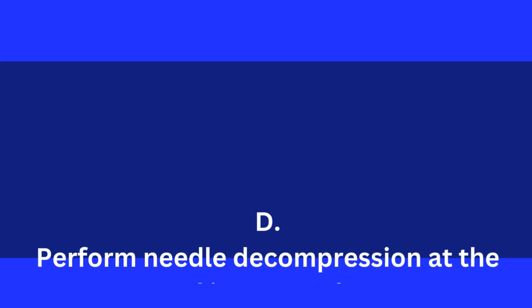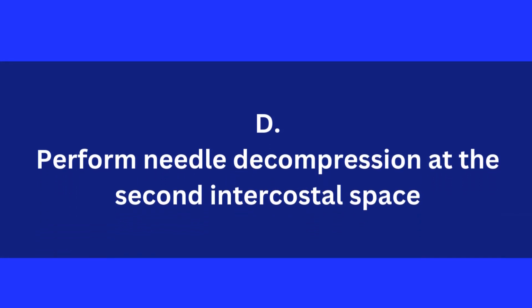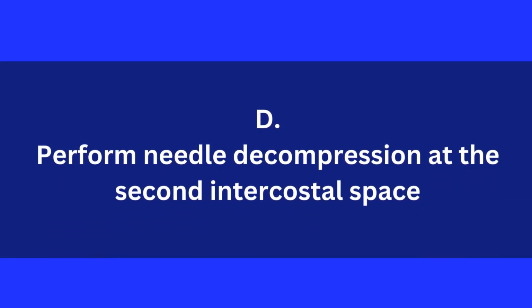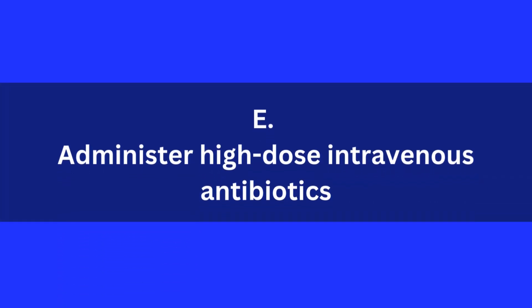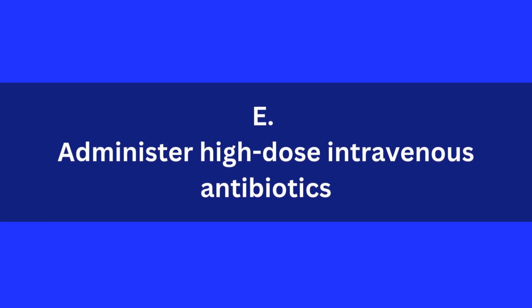D, perform needle decompression at the second intercostal space. I don't necessarily know that he's tensioning currently, and like we talked about before, we do it in the fifth intercostal space, but I don't feel that D is going to be the option that I want. And E, administer high-dose intravenous antibiotics. Well, at some point this gentleman will need high-dose antibiotics, however, I don't think that's the most important definitive management, as that's not going to address his tachypnea and hypoxia. So I am going for B.